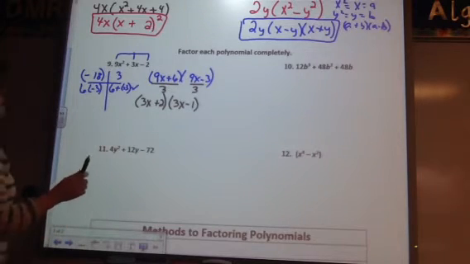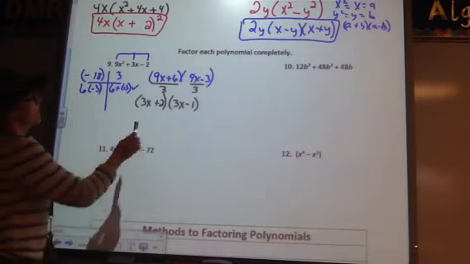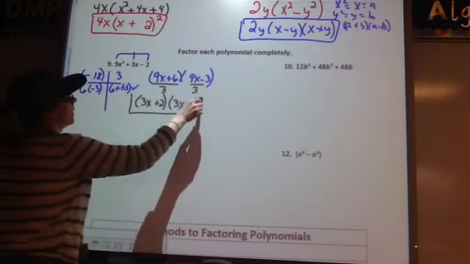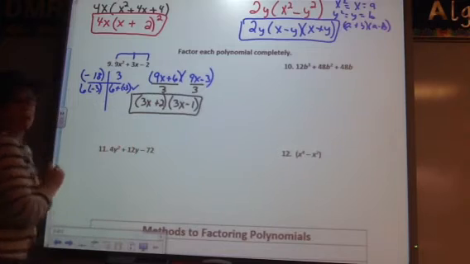Okay. Any common factors here? No. Any common factors here? No. So there's my final answer. You can FOIL it and check it if you want.